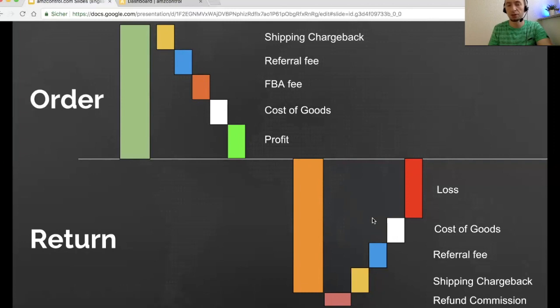And what's also interesting, what most sellers forget to do, is that when you make a sale, you have a profit and you already account for this profit.